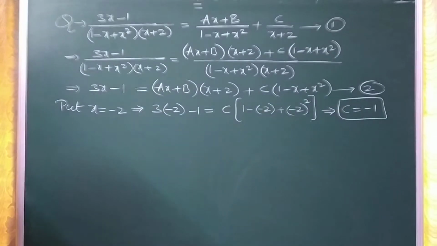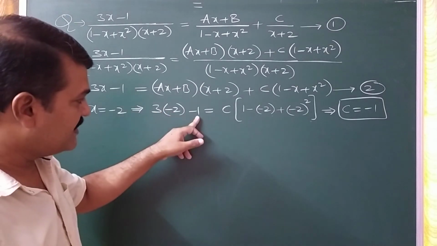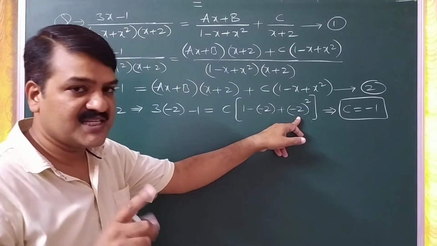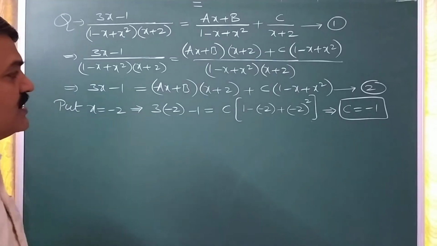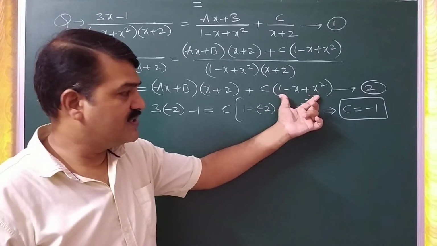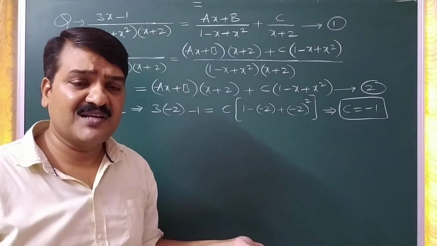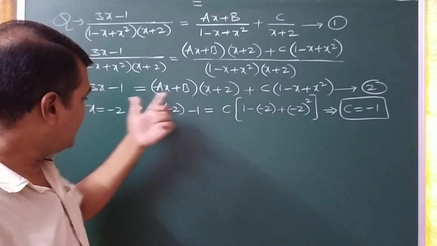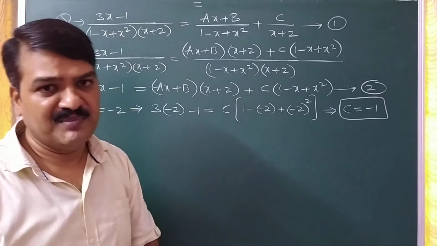So one value we got like this, right? Minus 6 minus 1 is minus 7, 1 plus 2 plus 4 means 7. Therefore you will get C is equal to minus 1. Now by substitution we cannot get the other values because we can't take this to be 0 directly. And even if we take some value of x to put, that is complicated. So x plus 2 as 0 we have taken, we got C. Now by substitution directly we can't get the remaining values.